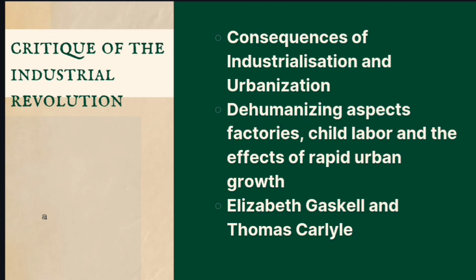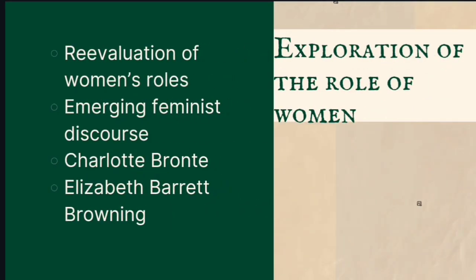Okay. Coming to the fourth important characteristic of Victorian literature, that is the exploration of the role of women. See, the Victorian period was actually a re-evaluation of women's roles and rights. So far, the role of women in literature was different, and from the Victorian age, the role of women changed. Victorian literature led to an emerging feminist discourse.